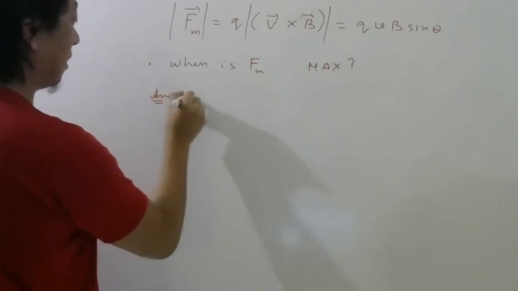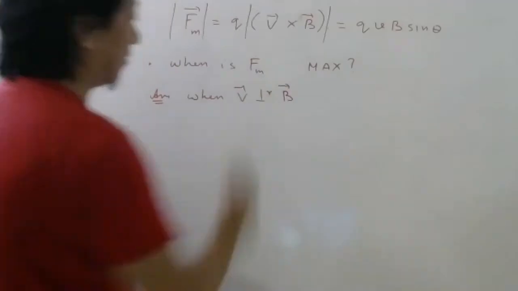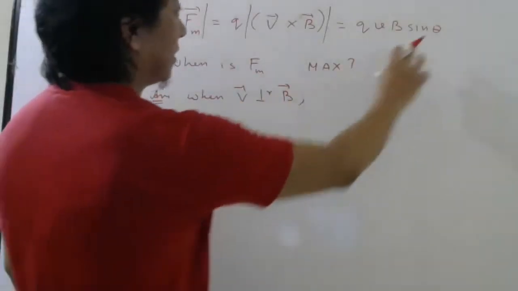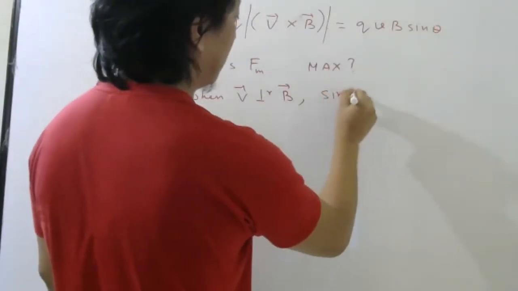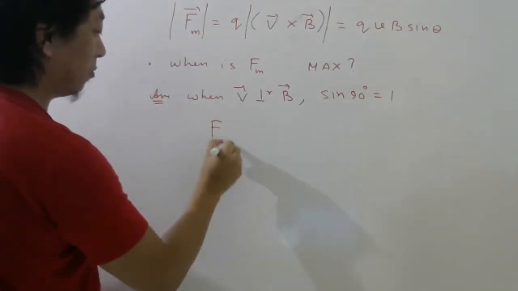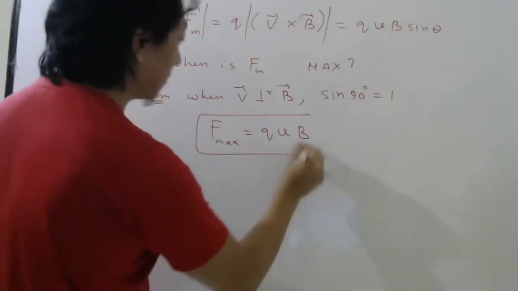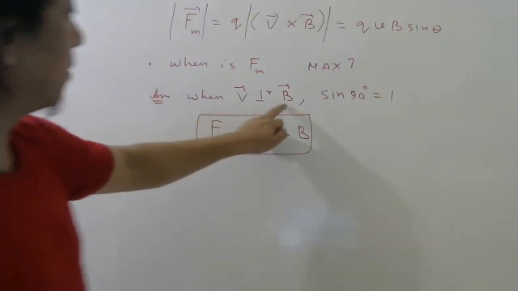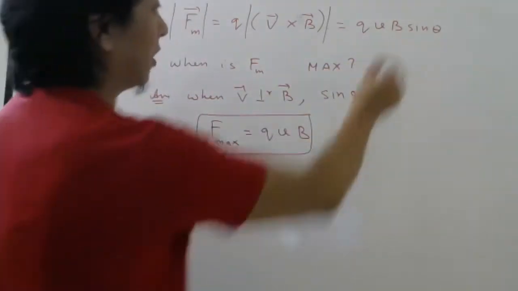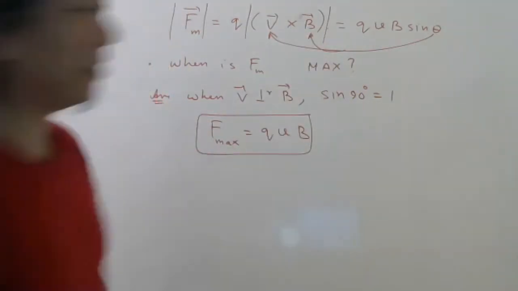The answer is when velocity is perpendicular to the magnetic field. Because if velocity is perpendicular to the magnetic field, this theta will be 90, so sine 90 will be 1, and the force will be maximum. How much will the force be at that time? QVB. So if velocity is perpendicular to magnetic field, sine 90 degree will be 1, remember. Don't forget, this theta is the angle between the velocity vector and the magnetic field vector.